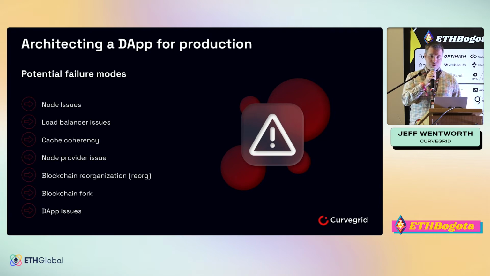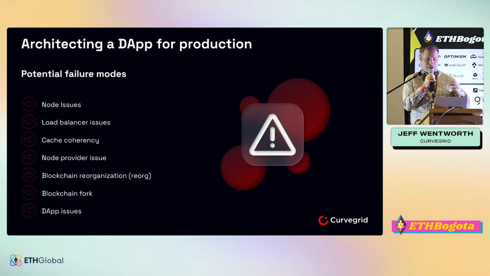There can be load balancer issues. I mentioned that again. You think you're connected, some of your WebSocket connections or some of your HTTP requests are fine, but others fail. Cache coherency: I'm getting back data that does not match what I'm seeing on a block explorer like Etherscan or Polygonscan. The data here is not the same as the data there. And what do I do about that? There could be an issue with the overall node provider. There are many node providers, just like there are many cloud providers. There could be an issue with a particular one.